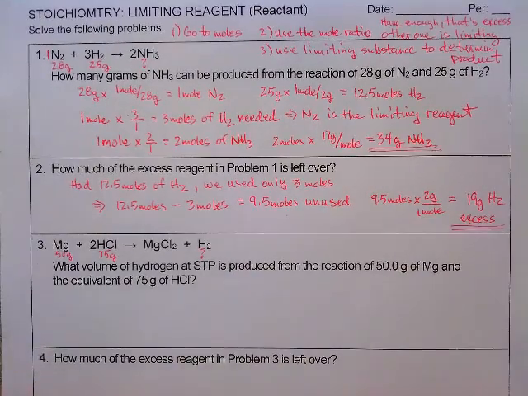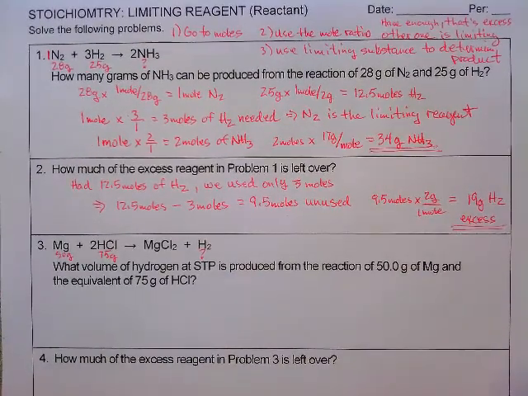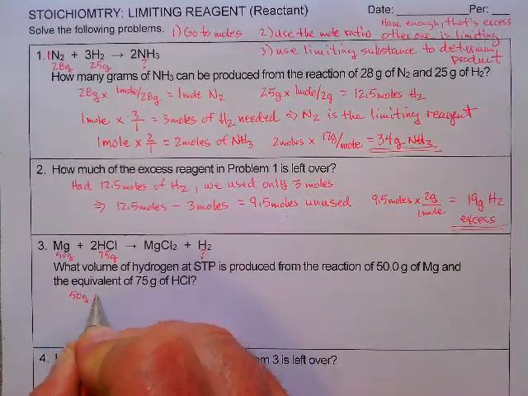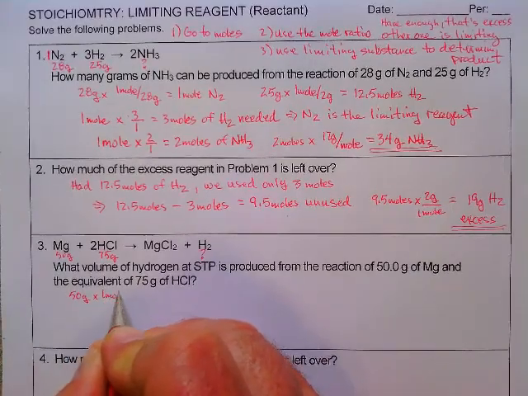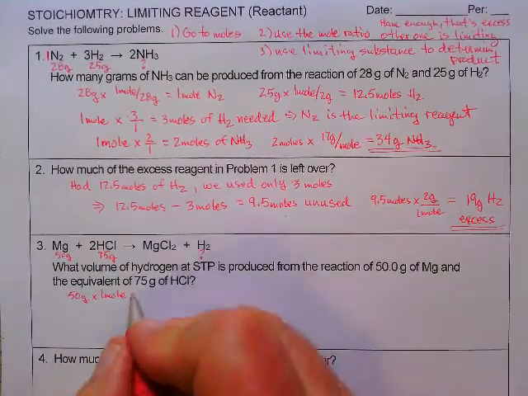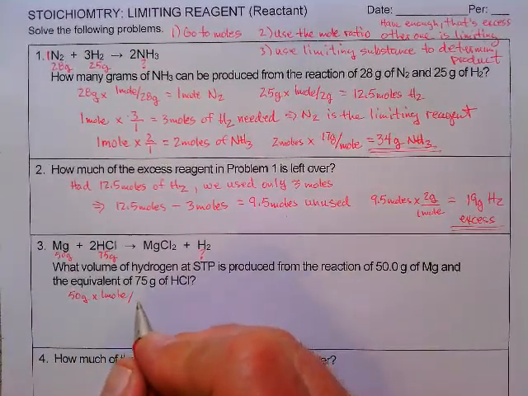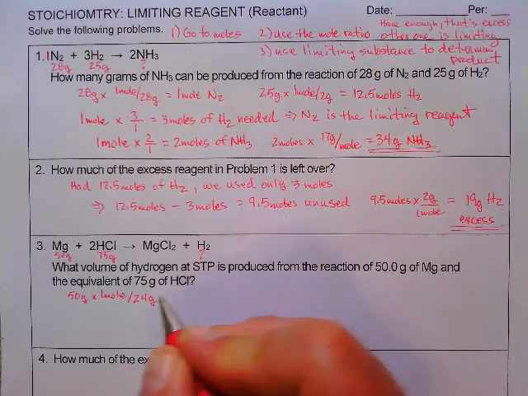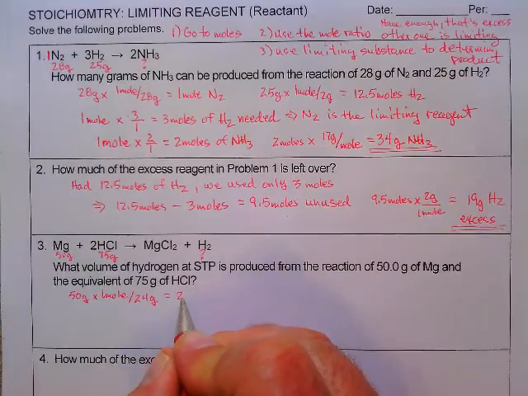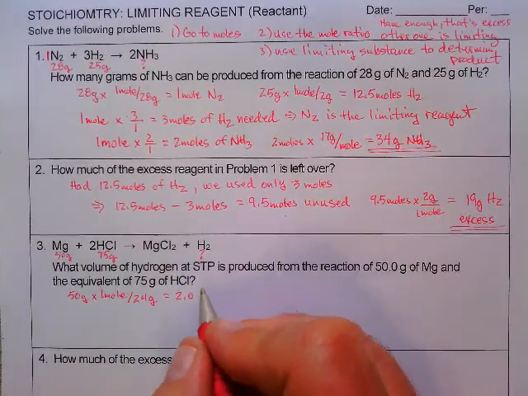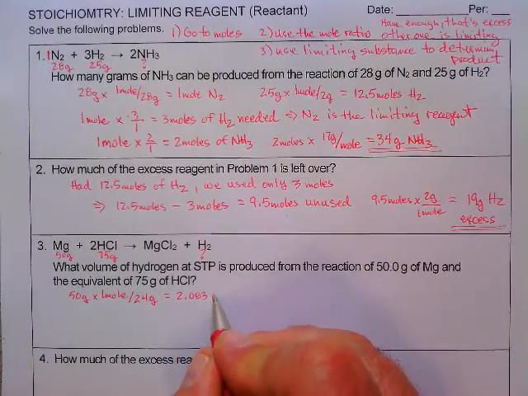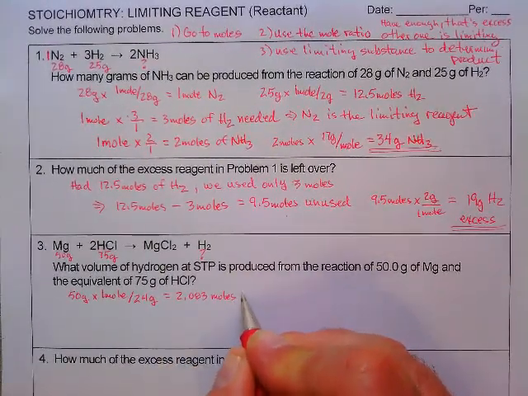So first we're going to go to our moles. So 50 grams times 1 mole. Let's see, for magnesium, 24 grams per mole. And that's going to give me 2.083 moles for the magnesium.